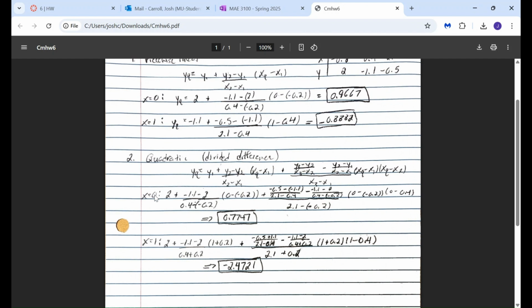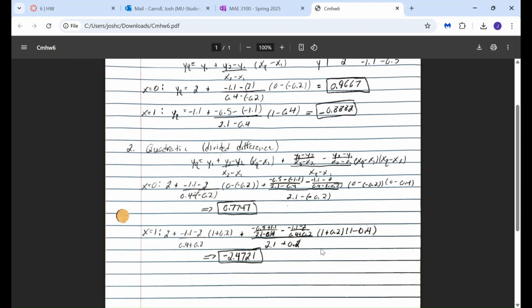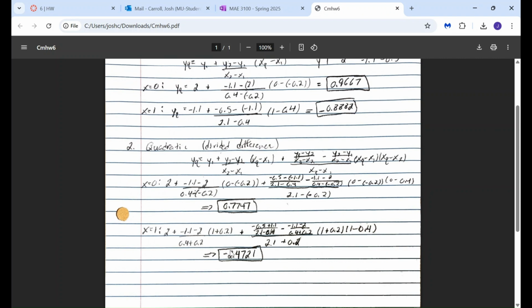And then same thing, same points, x equals 0 and x equals 1. Just plugging in the numbers. This is our 1 column, this is our 2 column, and this is our 3 column. So you'll notice all the values correspond to that, and it's just plugging them in and solving. And I simplified a little more in this one. And these are the 2 values I got.